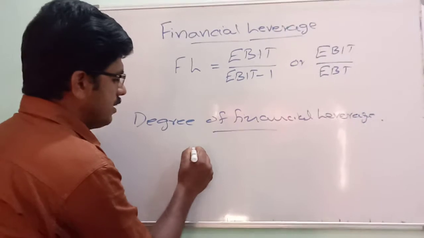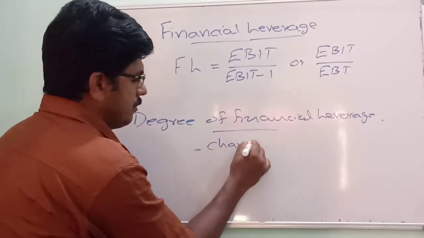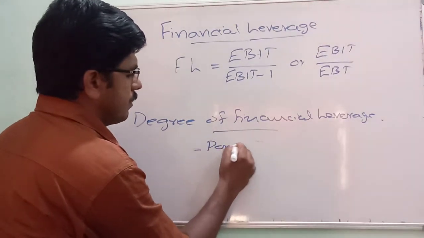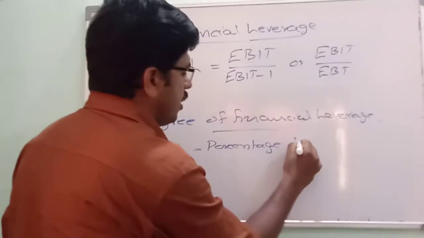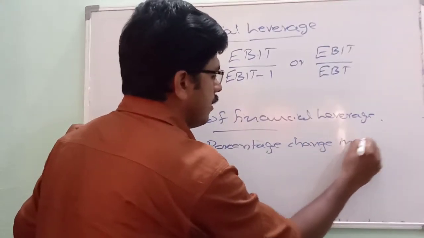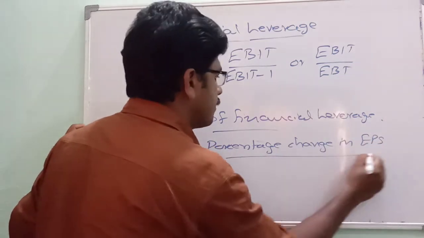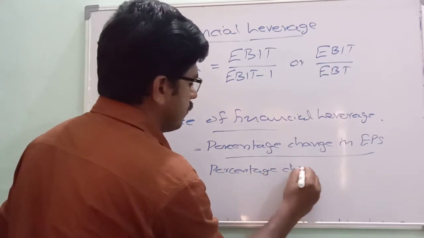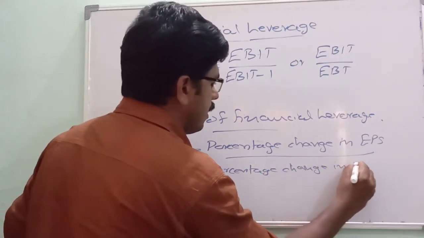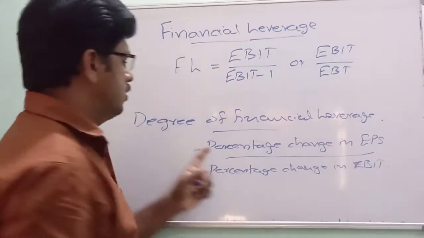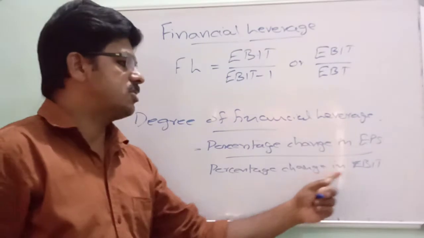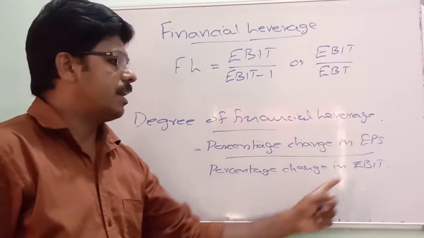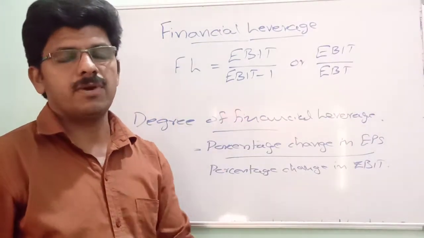That is, degree of financial leverage is equal to, that can be written like this, percentage change in EPS divided by percentage change in EBIT. So, what is the percentage change in EPS and the percentage change in EBIT? These two percentage changes are to be measured, and divide the percentage change in EPS by the percentage change in EBIT to get the degree of financial leverage.